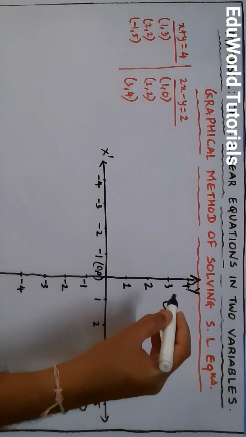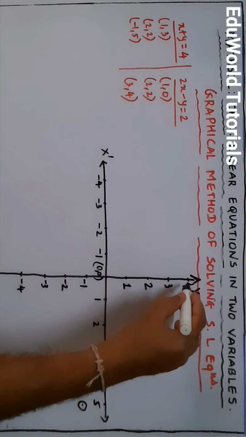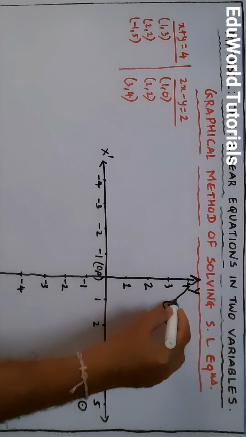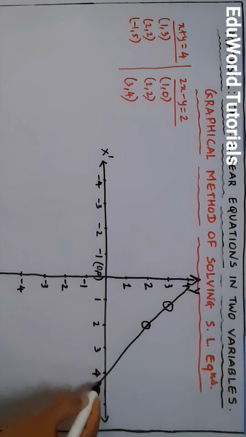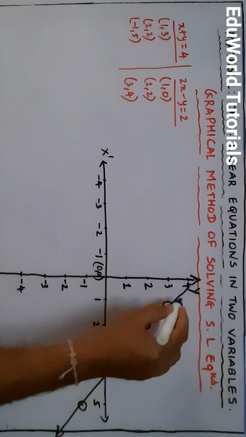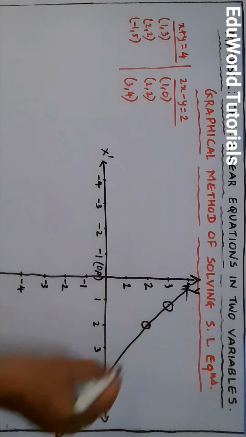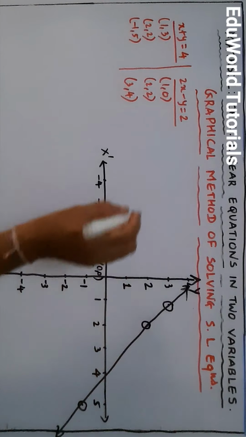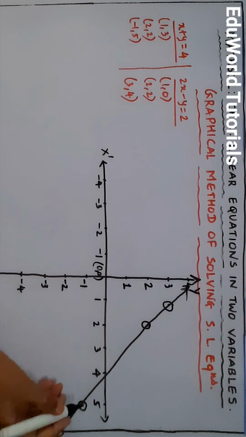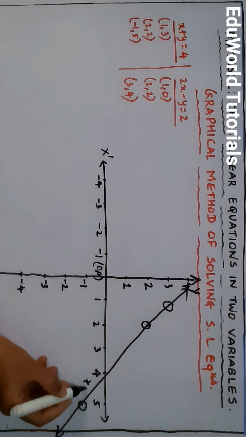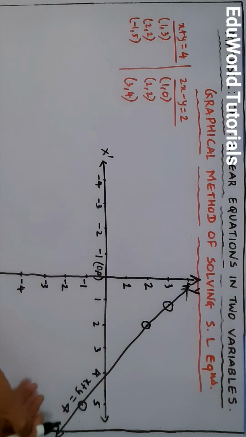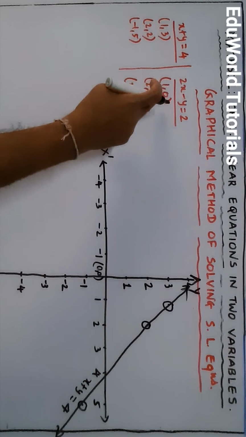Now I have to pass a line through all of them. You have to see that all the points are aligned. And when you get a line, this is called the graph of the line 2x plus y equal to 4. So on the line I will write x plus y equal to 4. Now let us mark the other points.